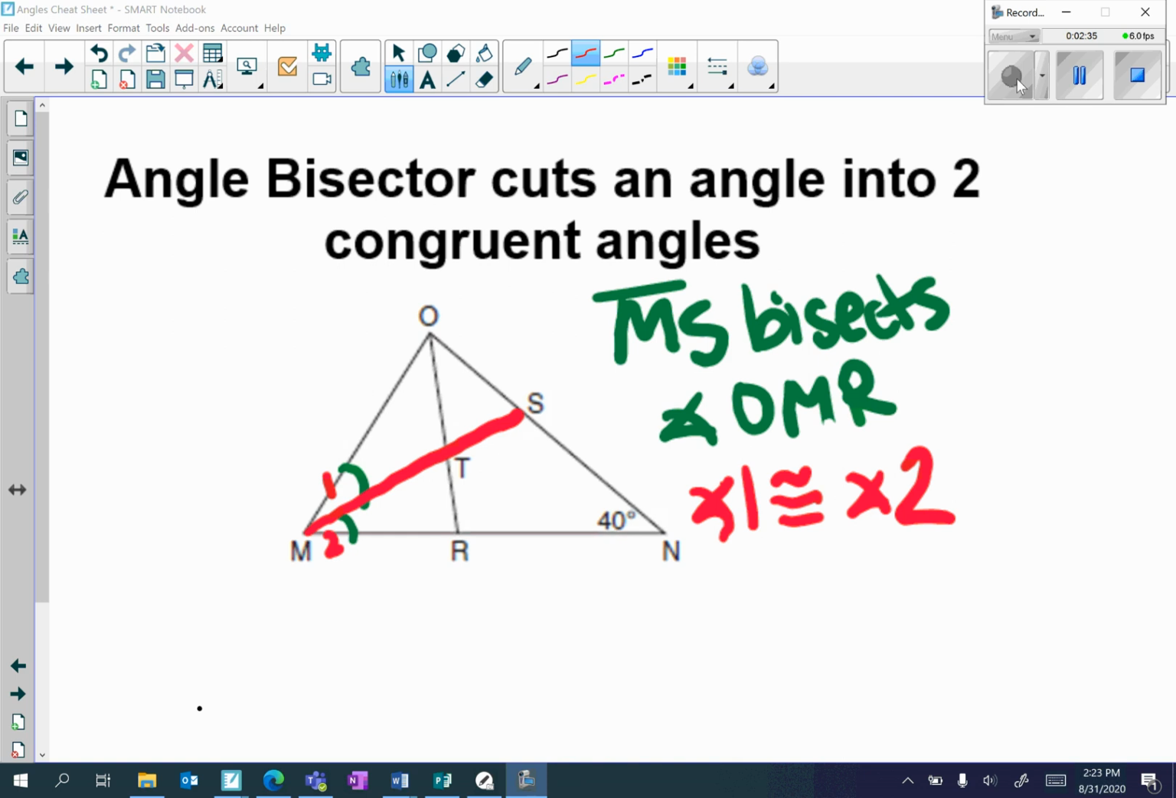Next, we have angle bisector. An angle bisector cuts an angle into two congruent angles. So for example, MS bisects the angle OMR. Here's angle OMR. Remember, anytime I see the word bisector, it creates two congruent parts. So I'm going to label angle 1 and angle 2. So angle 1 is congruent to angle 2. They have the exact same value. A bisector creates two congruent parts.